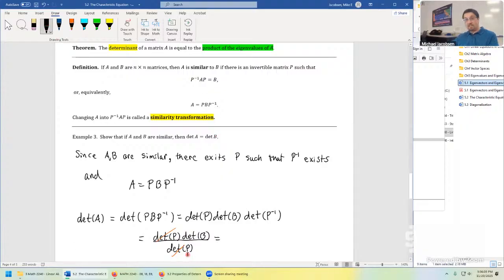And notice this is allowed because if P inverse exists, determinant of P is not 0, so it does make sense. It can go into the denominator. The whole result is just now determinant B. So that's what we were trying to show. If we have a similarity transformation, just using properties of determinants, following this track of equalities, determinant A turns into determinant B.